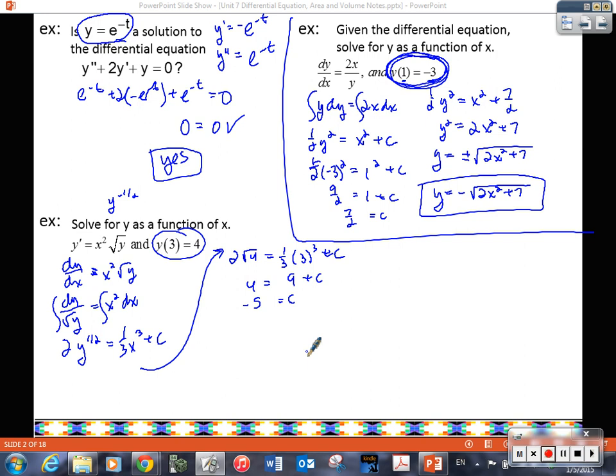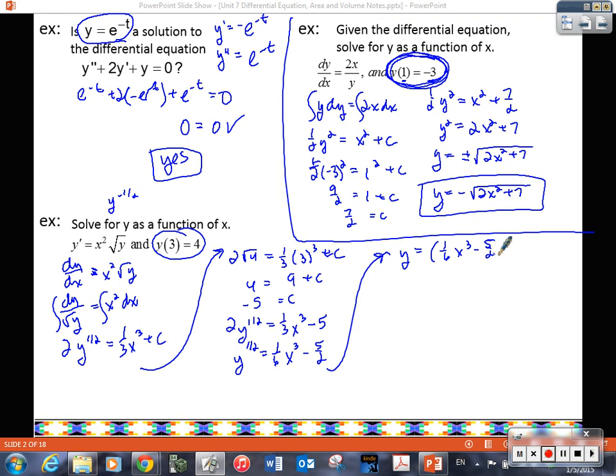Okay, we okay with that? So now sub that back in. So I have 2y to the 1/2 equals 1/3 x cubed minus 5. Alright, so the last step is to solve for y. So I'm going to get rid of the 2 by multiplying through by 1/2. So y to the 1/2 equals 1/6 x cubed minus 5/2. And since that's raised to the half power, what am I going to do? I'm going to square both sides. So I get y equals (1/6 x cubed minus 5/2) squared.